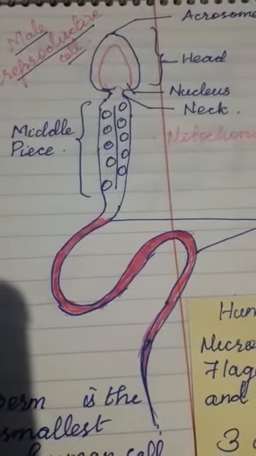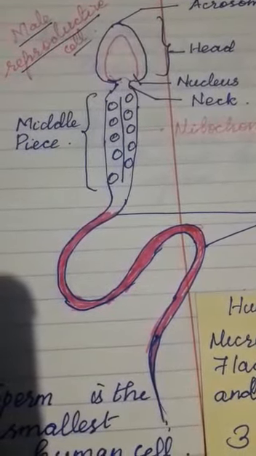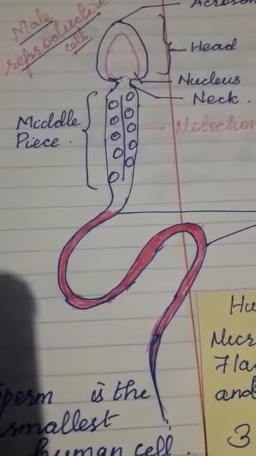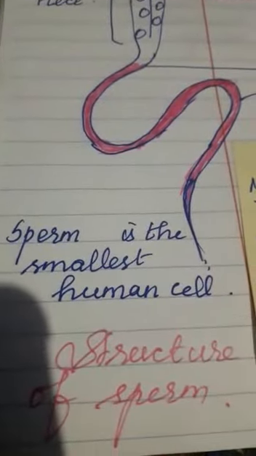Good morning students. Today's topic is the male reproductive cell. The male reproductive cell is otherwise called the sperm cell. This sperm is the smallest human cell. Compared to all other cells, the male cell is the smallest human cell.